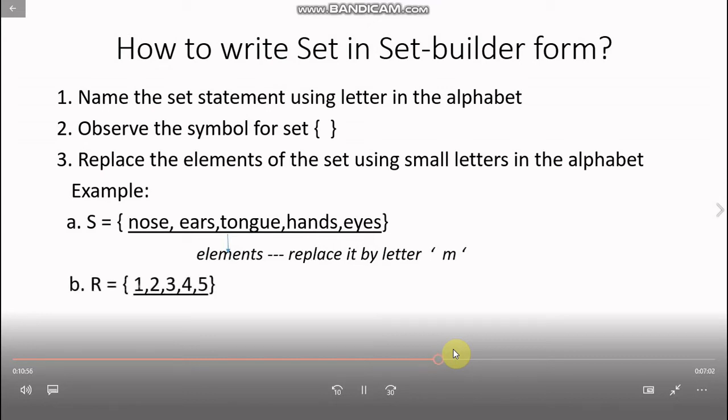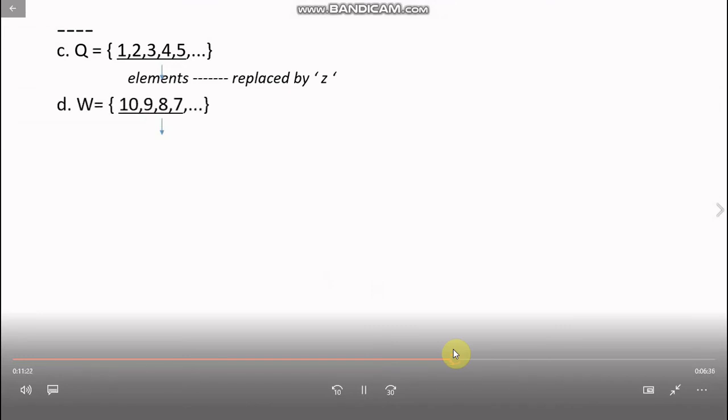Now, letter B, we have set R whose elements are 1, 2, 3, 4, 5. The underlined numbers are called elements, and we will replace it with letter H. Then next, letter C. Set Q whose elements are 1, 2, 3, 4, 5, ellipsis. Kana akong gibaglisan, we will replace it with letter Z. Then, letter D whose elements are 10, 9, 8, 7, ellipsis. Kanang akong gibaglisan still are called elements, and we will replace it with letter G.